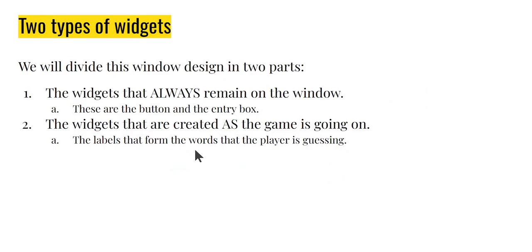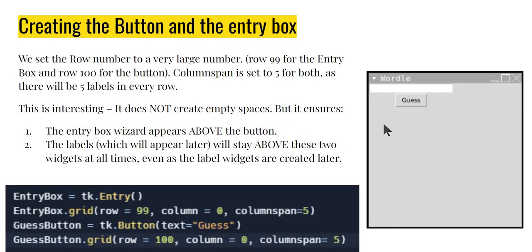In fact, we are first going to look at the widgets that are always on the window, and in this case they are the entry box and the guess button. Now the way we do this from the grid manager is actually very interesting, and it tells us a good deal about how the grid manager actually works. Remember the basic rule: always define the widget and then place it. So here I'm going to define the entry box and the button with the text called guess. We are going to place them on a row number which is very, very large. For example, I'm going to put these on row number 99 and row number 100 with a column span of 5. Five because there are 5 columns of labels, as we have seen.